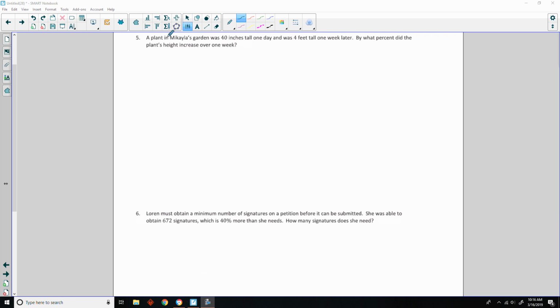Number 5. A plant in Michaela's garden was 40 inches tall one day and was 4 feet tall 1 week later. So 40 inches, and I want to change feet to inches because we can't do conversions if there's a difference in our unit of measurement. And there are 12 inches per foot times 40 inches.